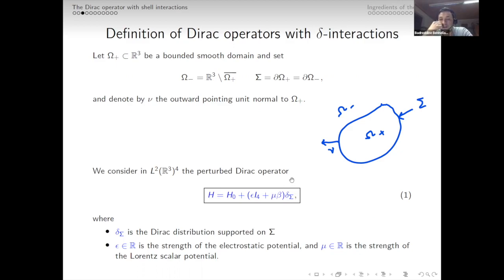This operator, in fact, is a kind of idealized model. The real model that physicists are interested in is the case of strongly localized potentials, that is, potentials localized near the boundary, not supported on the surface, but near the boundary. This is a kind of limit when we shrink those potentials. In fact, there is some paper where this is justified.